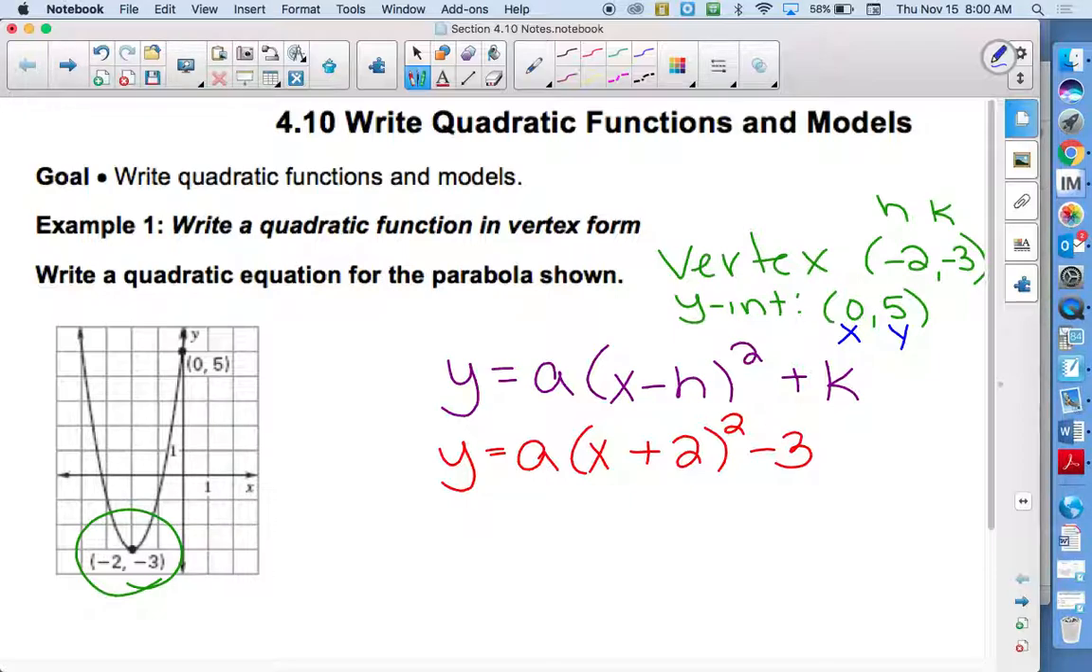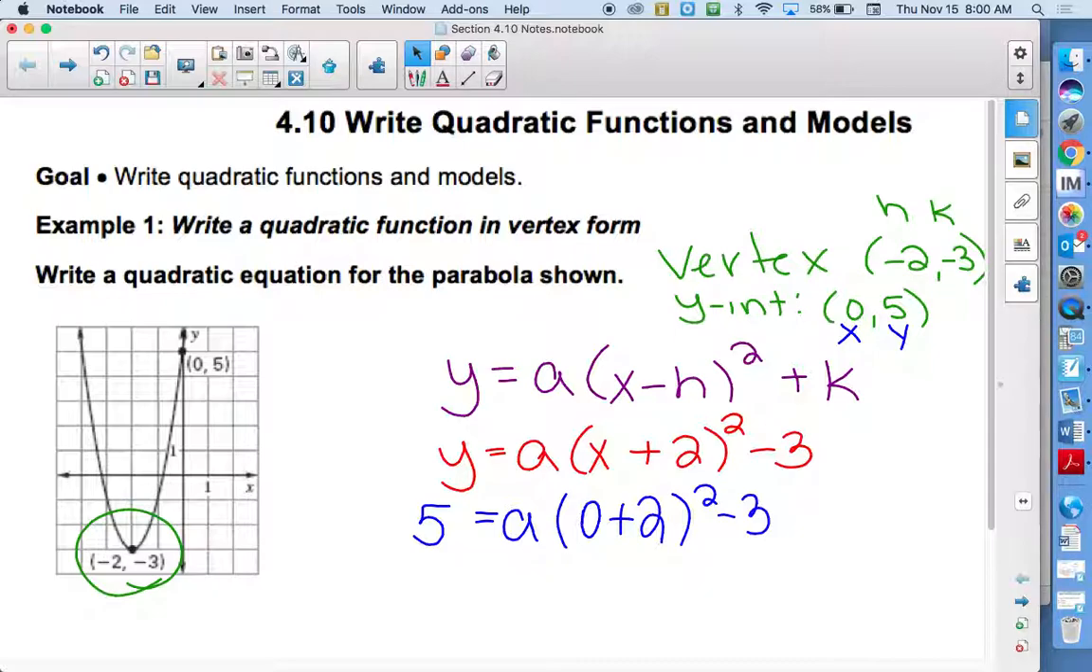So now we're going to plug in X and Y. So X is 0. Y is 5. The only letter we didn't plug in anything for would be A. So Holly, what do you think we're going to solve for in this problem? A. Yeah, so we're going to see if we can find A. A tells us how wide or how narrow the graph is. And that's the only part that we need to finish this equation so that we have the A, H, and K in the equation. So we're going to try and solve for A.